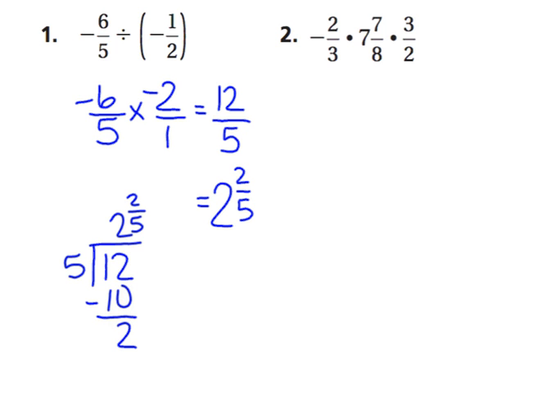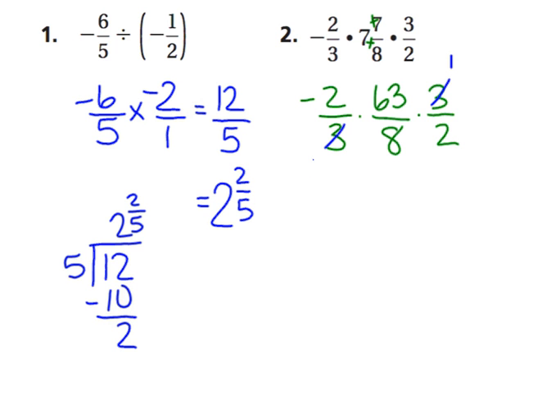Okay, number 2, we needed to change 7 and 7/8 into an improper fraction. So we're going to multiply 7 times 8, and then we're going to add 7. And that comes out to 63/8. And then we'll bring down the 3/2. Now, if I use my simplifying shortcut first, I can actually make this a lot easier. 3 divided by 3 is 1, so both of those can simplify down to 1. 2 divided by 2 is 1, and negative 2 divided by 2 is negative 1.